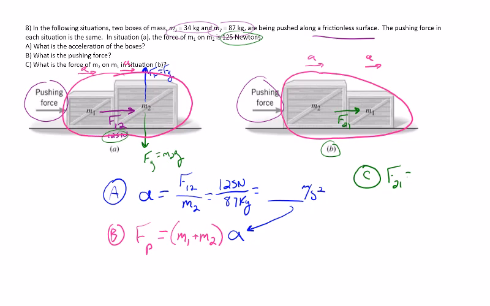If I borrow what I did with this one, I have F12, I have a weight acting down, and a normal force acting up. Those are not doing anything. This force is causing mass number 1 to accelerate at that same acceleration, so the value I find gets plugged right in there.